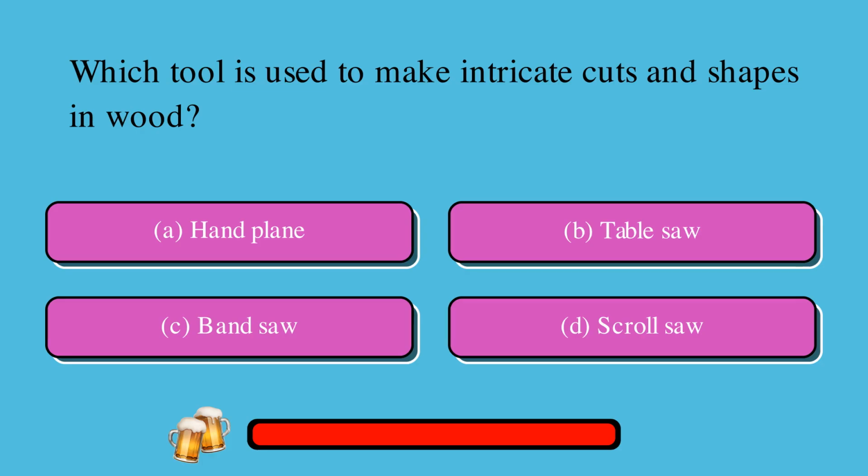Which tool is used to make intricate cuts and shapes in wood? A. Hand plane, or B. Table saw, or C. Bandsaw, or D. Scroll saw? The correct answer is D. Scroll saw.